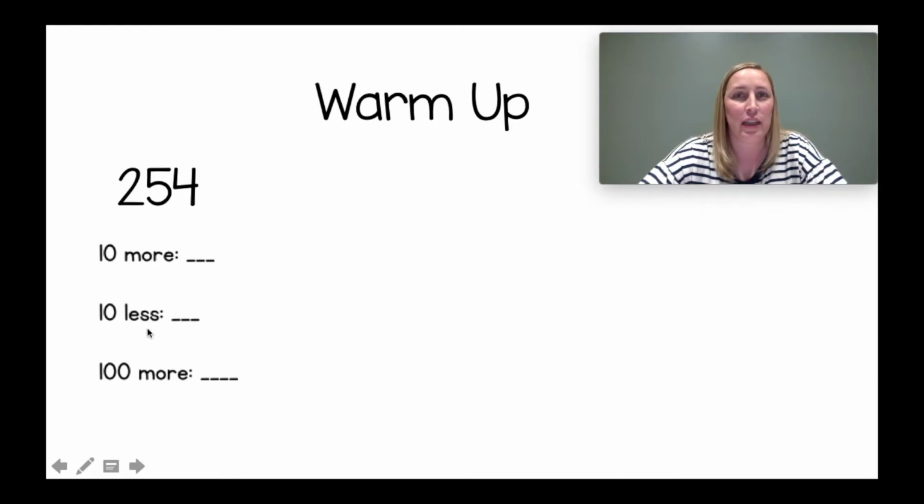Now let's look at 10 less. When you see the word less, what does that make you think? If you said subtract, you're correct. When we subtract, or when we see the word less, we want to take it away. So right now I have 5 tens. If I take a 10 from there, what new number? 244. Awesome job.